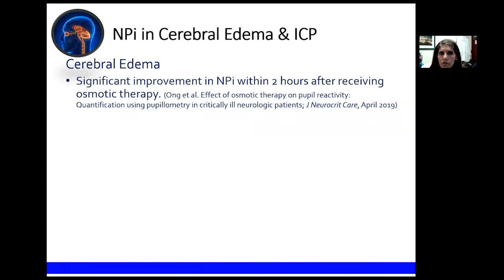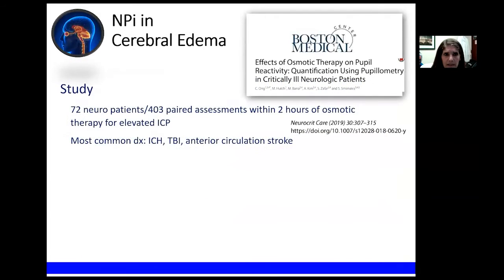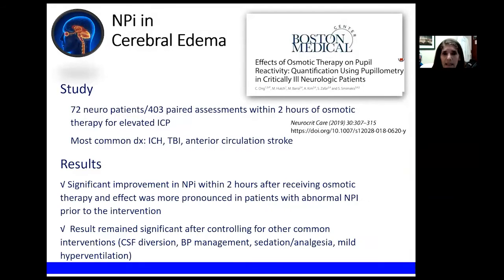Now, when we look at research in cerebral edema, there are studies that have shown improvement in the NPI after receiving mannitol. There are studies that have explored the NPI in relationship with ICP. This is a study that looked at cerebral edema, 72 patients, and they got mannitol, and they looked at the NPI 2 hours after the mannitol was given. They found significant improvement in the NPI within 2 hours after receiving the mannitol, and the result remained significant after controlling for other interventions.